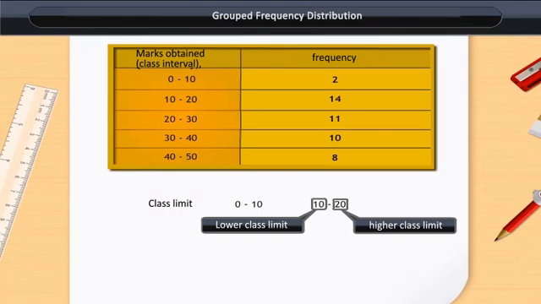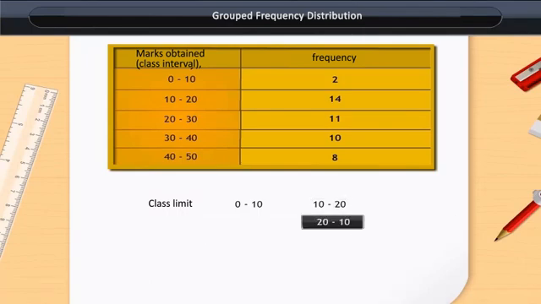Now in this interval, the difference between the higher class limit and the lower class limit is 20 minus 10, that is 10. Similarly, in class interval 0 to 10, again the difference is 10 minus 0, that is 10. The difference between the higher class limit and the lower class limit of each interval is the same and is called the width or size of a class interval, which in this case is 10.